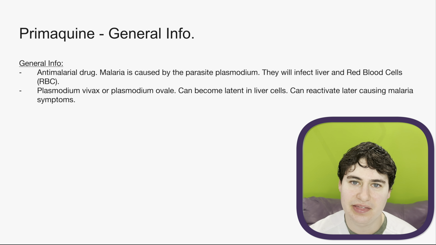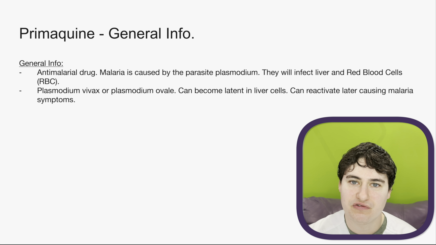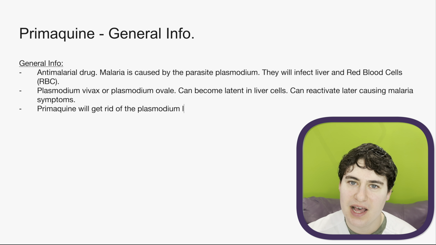What is unique about these two species is that once the Plasmodium is within the liver cells, it can become something called latent, which basically means the parasite is still present, but it's just not showing active symptoms. It's just kind of staying hidden and dormant. Now what's bad about this is it can reactivate later on, years later, and then you'll have the malaria symptoms again. So the drug Primaquine will get rid of these latent forms of Plasmodium ovale and Plasmodium vivax.